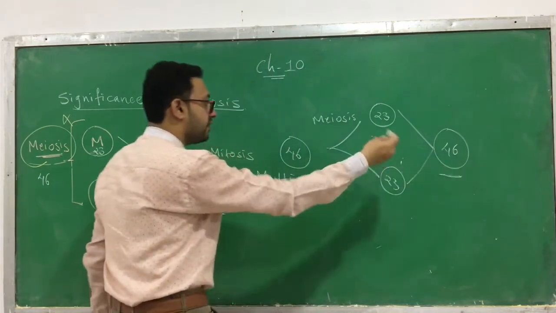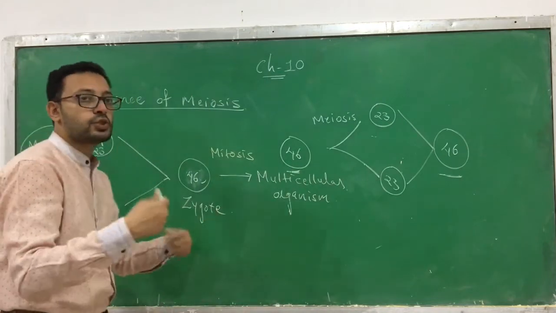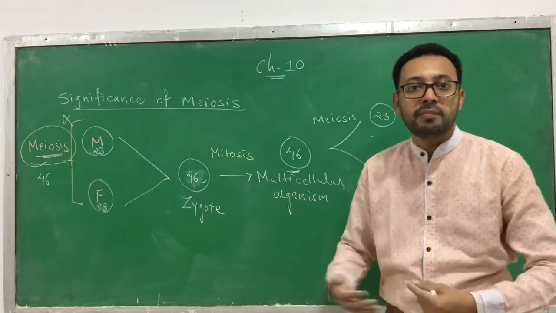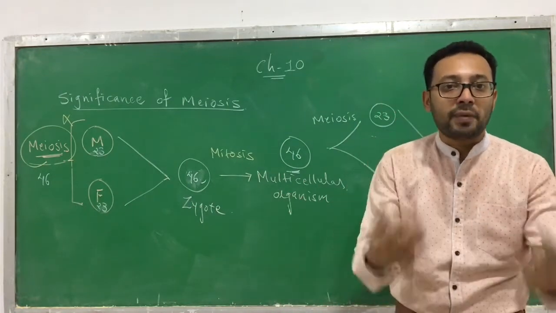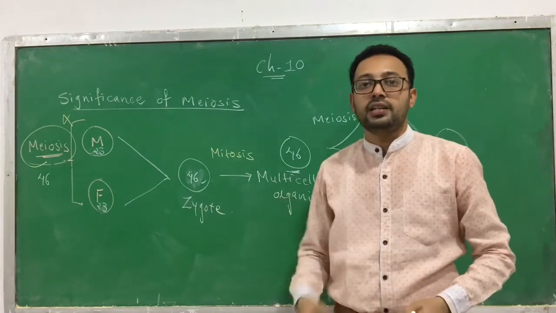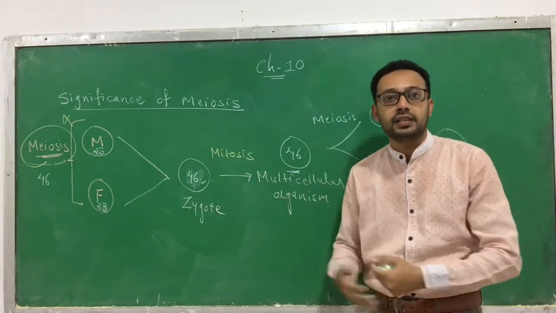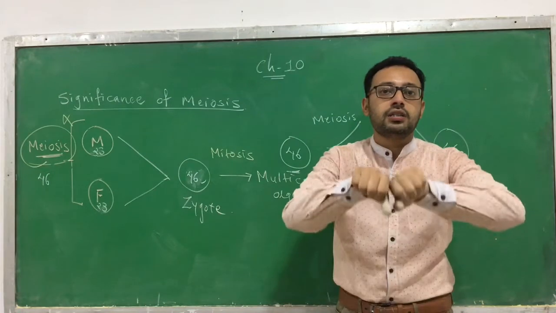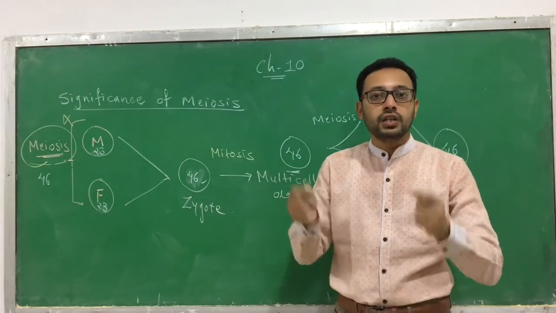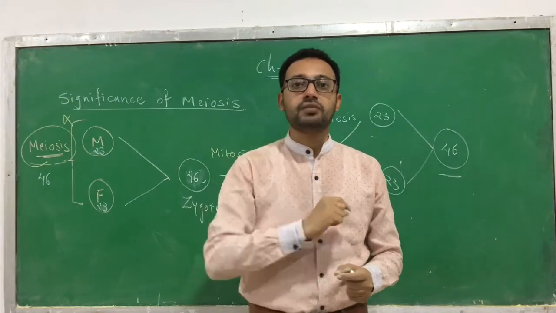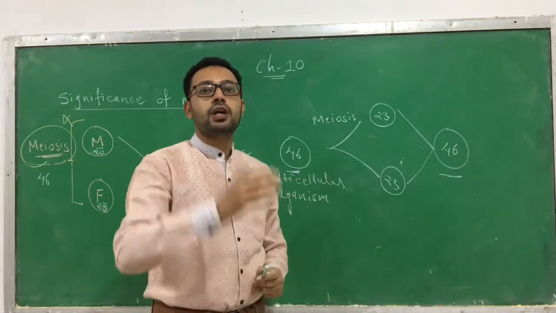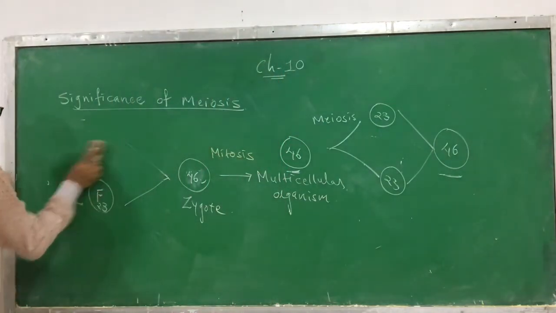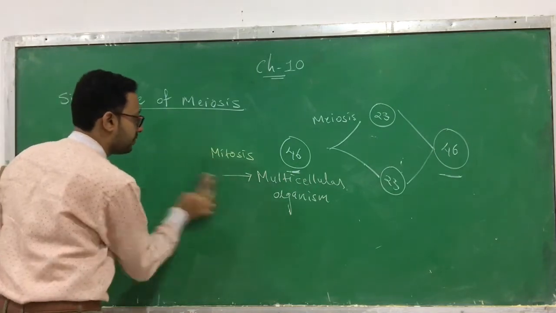So here 46 is one generation, and in the second generation the number of chromosomes is maintained. Over generation to generation, the chromosome number has been maintained, whether yourself, your parent, your grandparent or your child, all have the same number of chromosomes in their cells. How is it maintained? By the process called meiosis, because during meiosis the number of chromosomes gets halved. So one of the most important significances of meiosis is that it maintains the chromosome number over generations. Let me write down the first significance of the meiosis process.